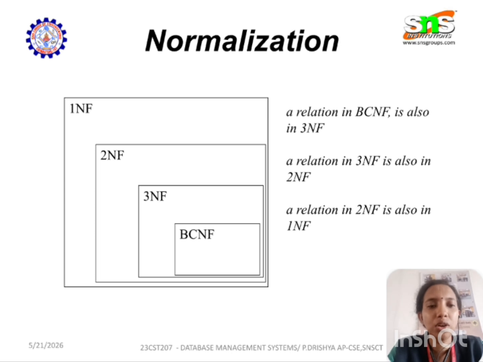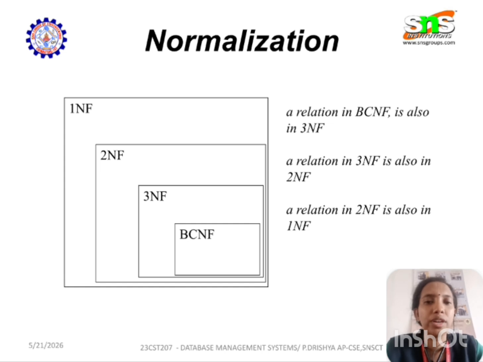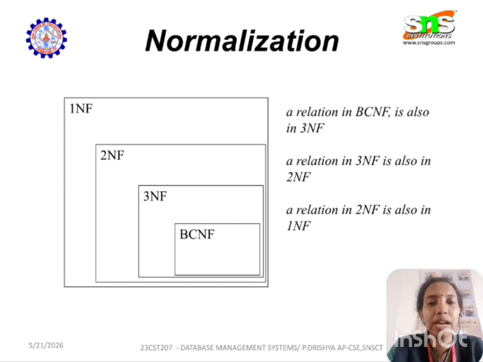So this is a relation. Here is the diagrammatic representation of normalization. I already told you about the first normal form, second normal form, third normal form, then BCNF. BCNF is Boyce-Codd normal form. Everything is included in the next level.